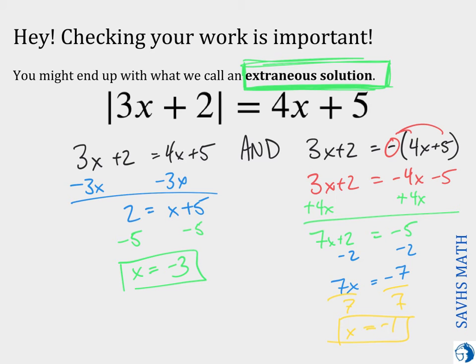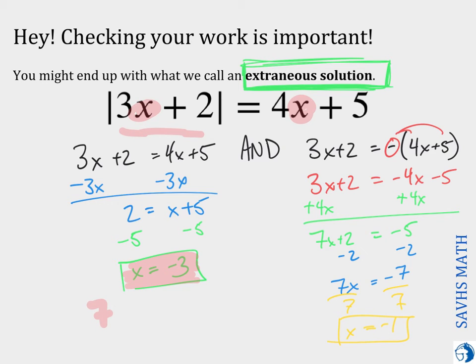Okay, now I'm going to take these two answers, put them back into my original equation, and see if they work. So I'm going to talk through this. I'm going to take the x is negative 3, put it here and here. Negative 3 times 3 is negative 9. Negative 9 plus 2 is negative 7. The absolute value of this side is 7. So over here I get 7. I'm just going to record that so that I remember.